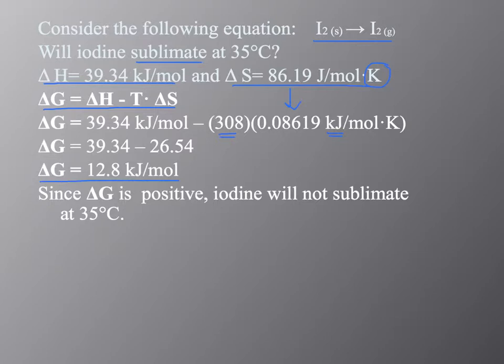So the conclusion is that since delta G is positive, iodine will not sublimate at 35 degrees Celsius, which is a good thing because gaseous iodine is poisonous and we really don't want it sublimating if there's any around. It will sublimate at temperatures close to boiling. Maybe if you come back for physics, I'll show you that happening.